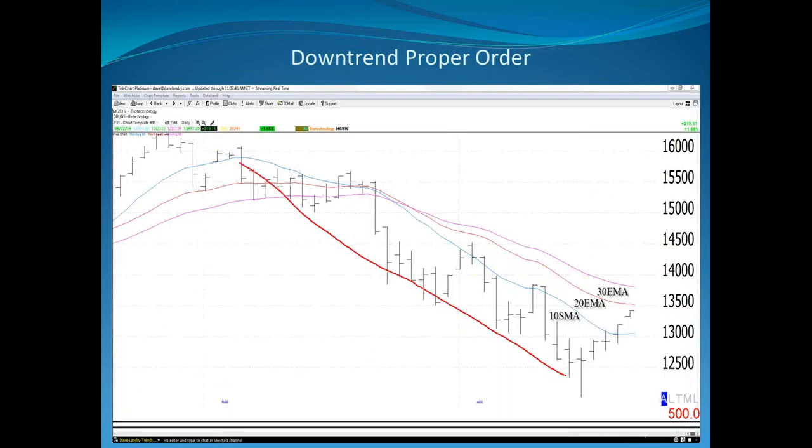By the way, this is energy from a couple days ago. And this is biotech. As we can see, biotech is in a downtrend. Well, it doesn't take a rocket scientist to see. We could just draw a big arrow, a big blue arrow. In this case, it's red. But in this case, the 10, which is this blue line here, is less than the 20. And the 20, which is this red line here, is less than the 30.